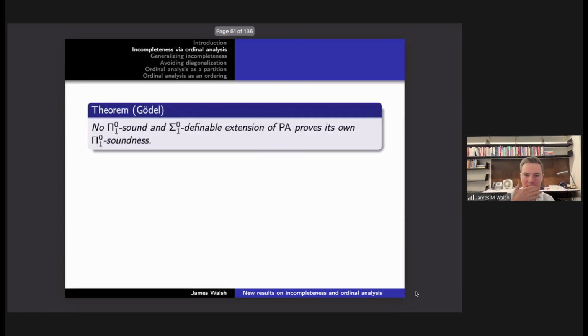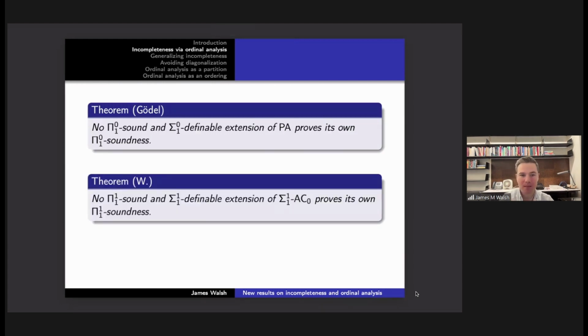Okay, so reminder, Gödel's theorem says that no Π⁰₁ sound Σ⁰₁ definable extension of PA proves its own Π⁰₁ soundness. And then the theorem that we're going to be discussing today is this one. No Π¹₁ sound and Σ¹₁ definable extension of Σ¹₁ choice proves its own Π¹₁ soundness. So to get from the statement of Gödel's theorem to the statement of this theorem, I've just replaced both instances of Π⁰₁ sound with Π¹₁ sound.